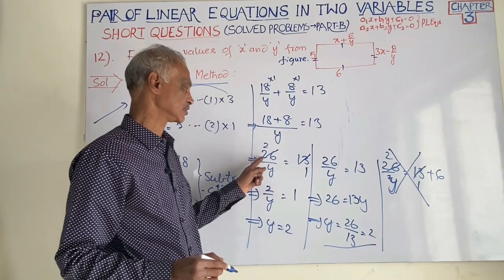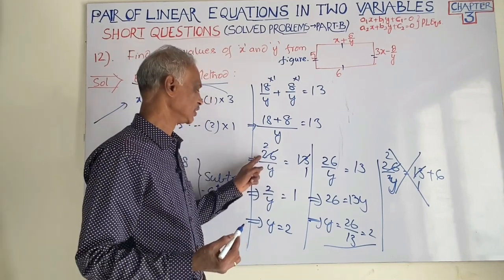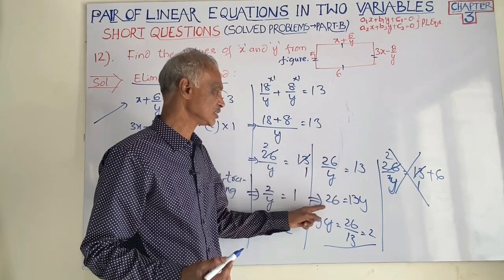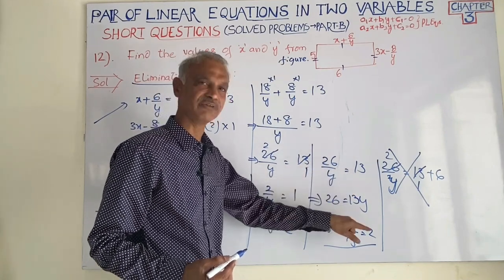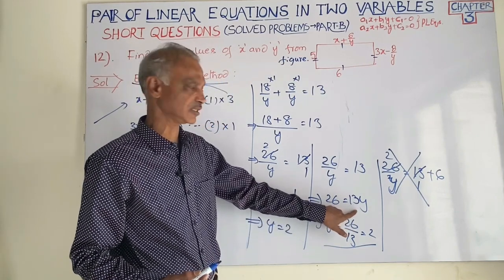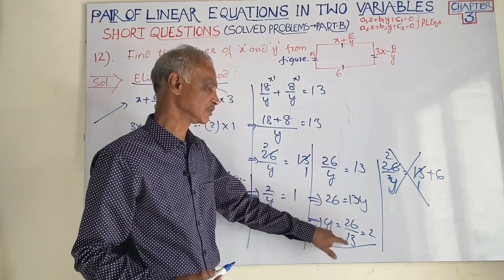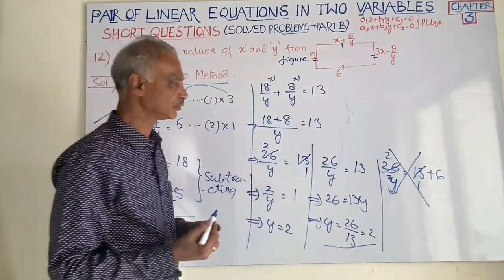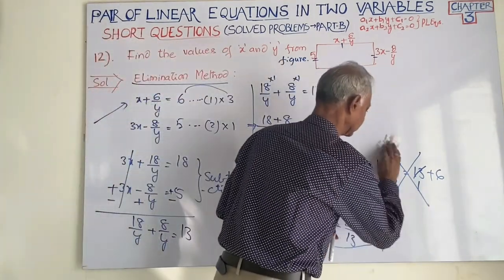Otherwise, you can do like this if you have any doubt: 26 by y is equal to 30. Cross multiply: 26 is equal to 13y. Y is equal to 26 by 13. If it multiplies on one side, it divides on the other. 13 ones are 13, 13 twos are 26, and you will get the value of y equal to 2. Don't do it the wrong way.